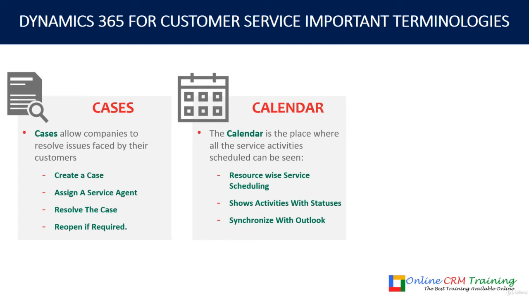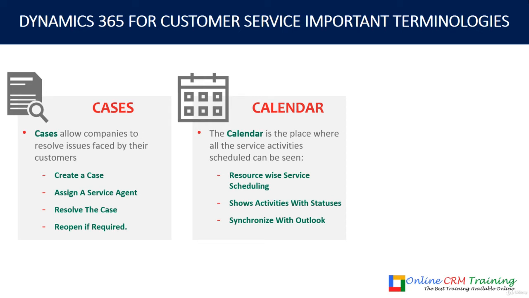The next important term is the calendar. The calendar is a place where you can see all the service activities scheduled. Here you can see the resource-wise service scheduling. All the services that are being scheduled and resources assigned, you can see in a single calendar, right? You can see the view in month view, week view, or day view as well. Okay, so we'll talk about that.